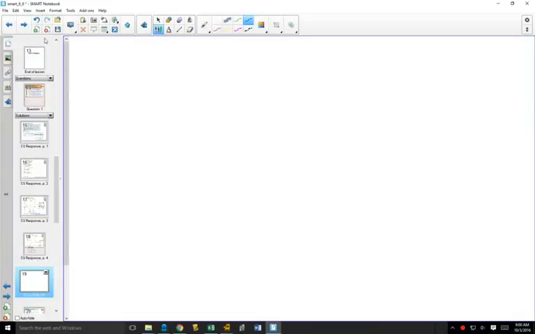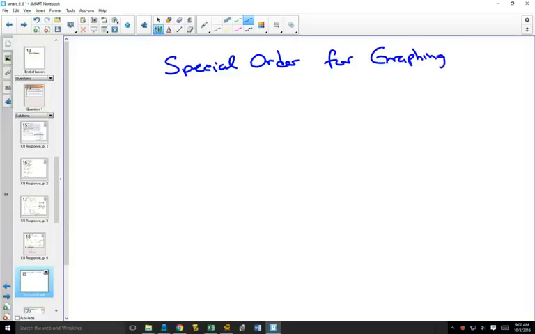So we are going to create a special order, and I'll write sine, but it will work for cos as well. When you have sine or cos and you have all those transformations, you can use exactly what we used in transformations and work from left to right and do your vertical stretch first, then your horizontal stretch or compression, then your horizontal translation, then your vertical translation.